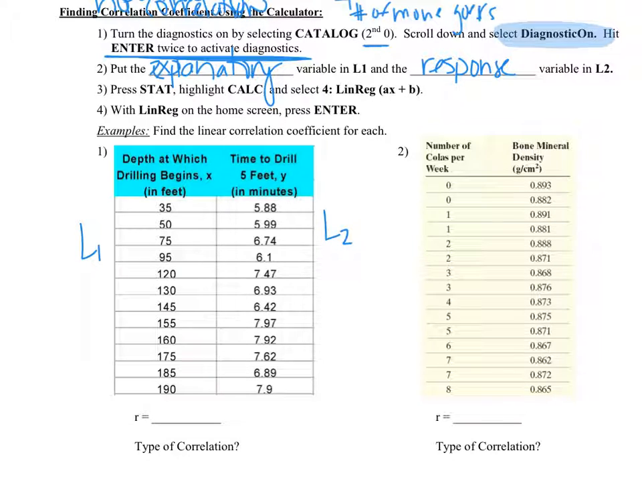And then once you are done typing in all this information, you're going to go back to stat, and you're going to highlight calc and then select number 4, which is linear regression. So what the linear regression is, and we're going to get more into depth in this later this week, is the line of best fit. So what line represents the data the best possible? So all we're going to do today, though, is look at the correlation coefficient.